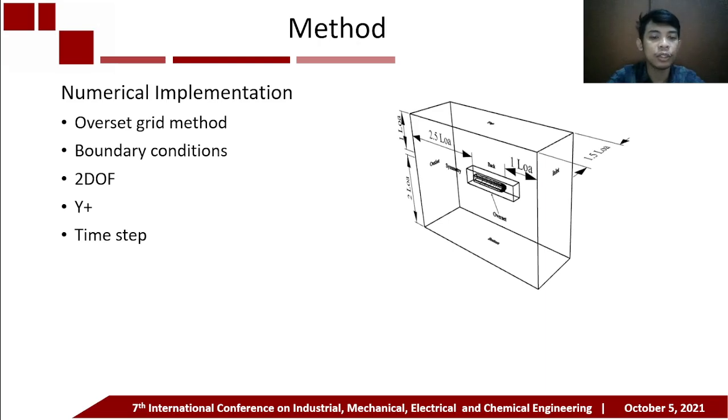We also use 2 degrees of freedom. They are pitching or y-axis rotation and heaving or z-axis translation. The y+ value is also based on ITTC recommendation. The Courant number method is used to determine the time step used for the simulation. Time step value will be lower as the ship reaches higher speed. The time step used for this study is 0.006 based on ITTC recommendation.